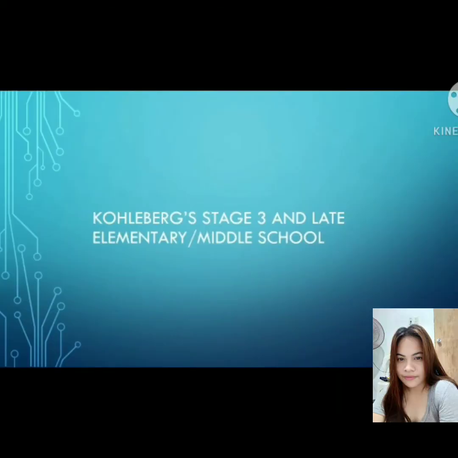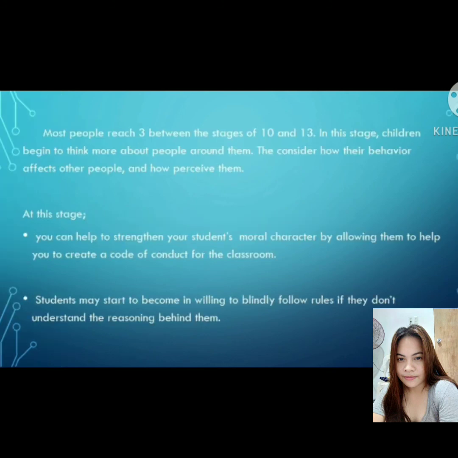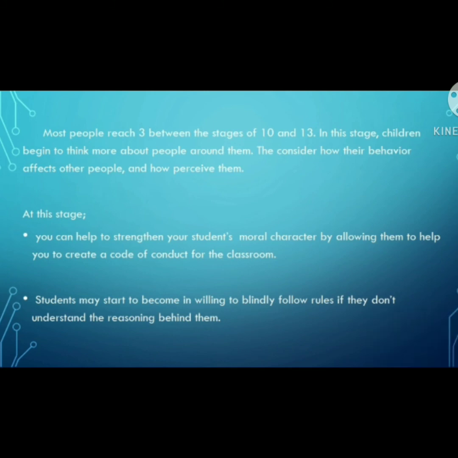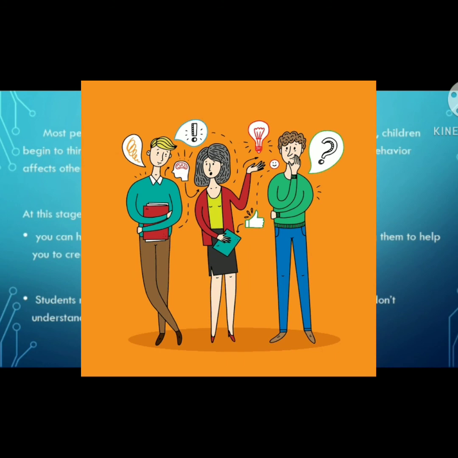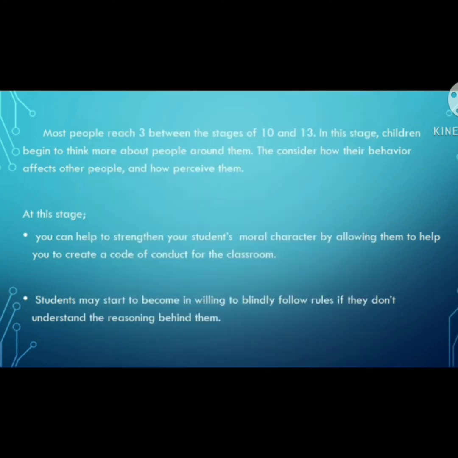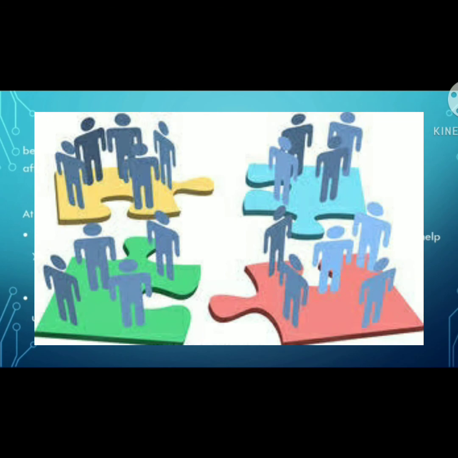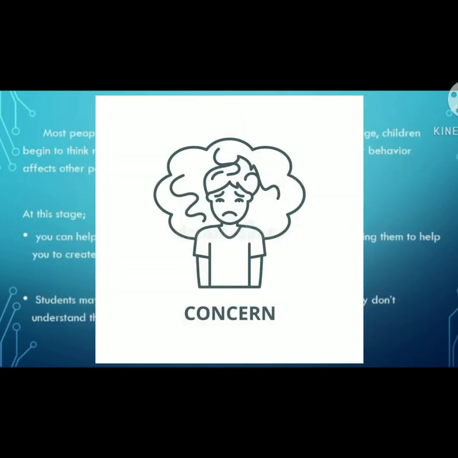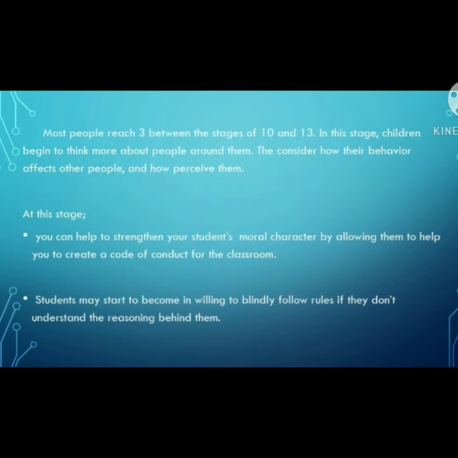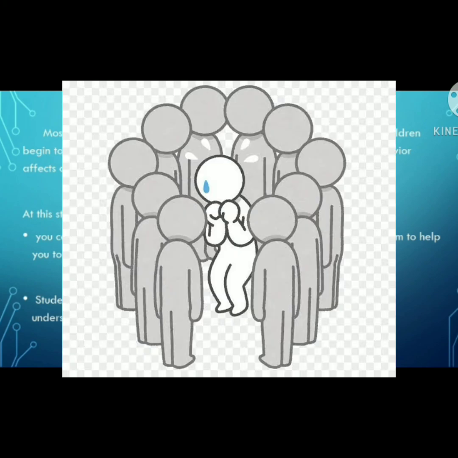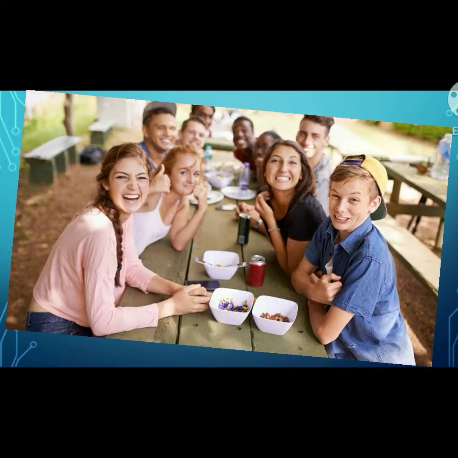Kohlberg Stage 3, late elementary or middle school. Most children reach stage 3 between the ages of 10 and 13. In this stage, children begin to think more about the other people around them. They consider how their behavior affects other people and how other people perceive them. At this stage, it also speaks about social concerns. There are challenges that could be a great help to develop their social development and adjusting to new learning: expressing individuality, dealing with social pressure, and communicating with teachers, friends, and coaches.